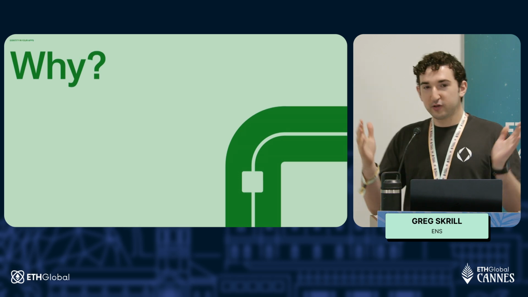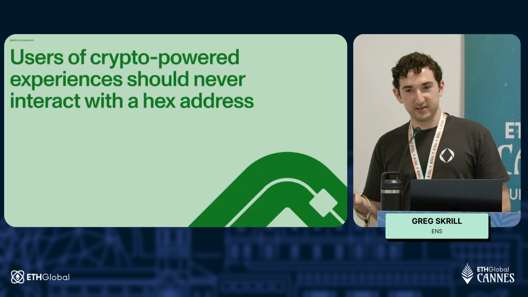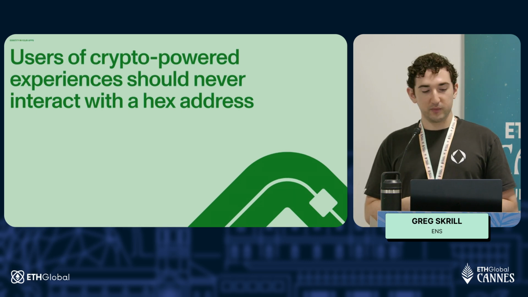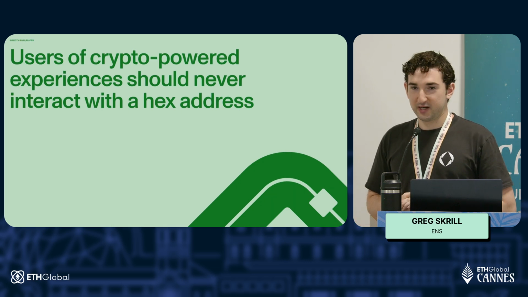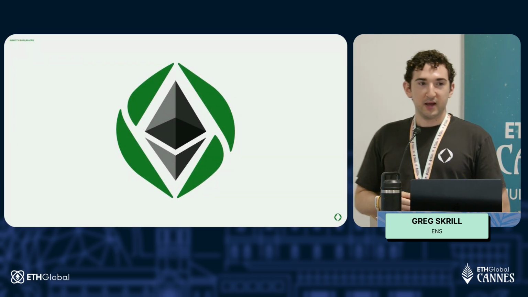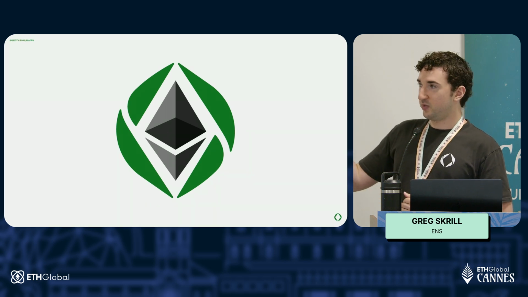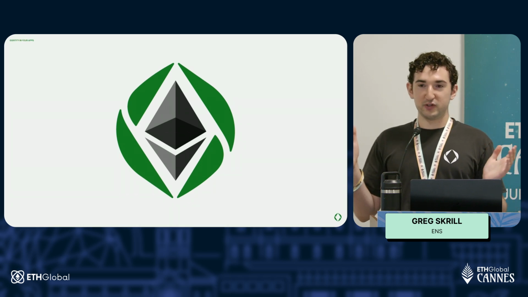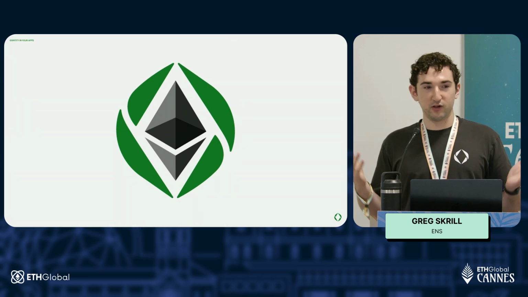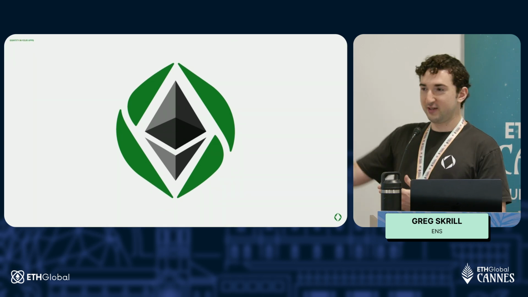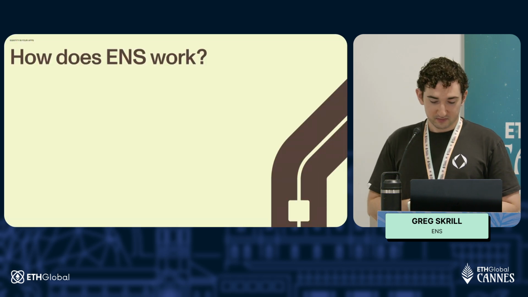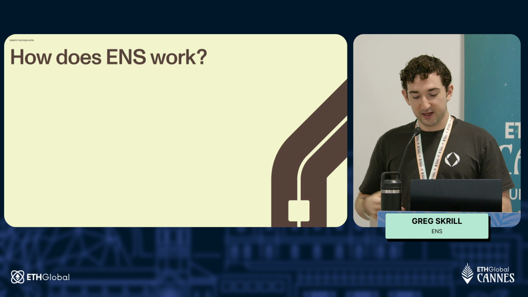And so you understand the basics of ENS, and it's like, why does this exist? Why is it important? And the end goal is that users of crypto-powered experiences should never interact with hex addresses. This is Ethereum, as you all know, the logo. And a fun fact is that the ENS logo is actually a perfect wrapper around the Ethereum logo, because ENS exists to make Ethereum and all of crypto easier to use. So I feel like showing it this way is a fun way to remind people why ENS exists.